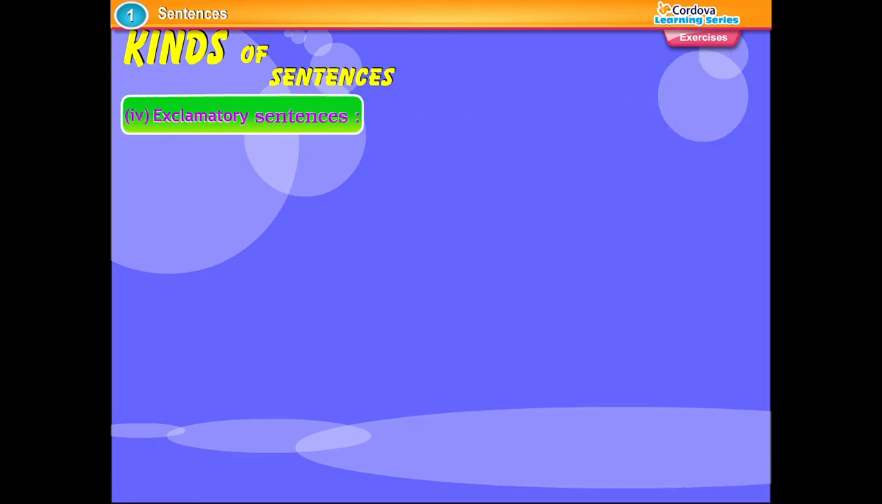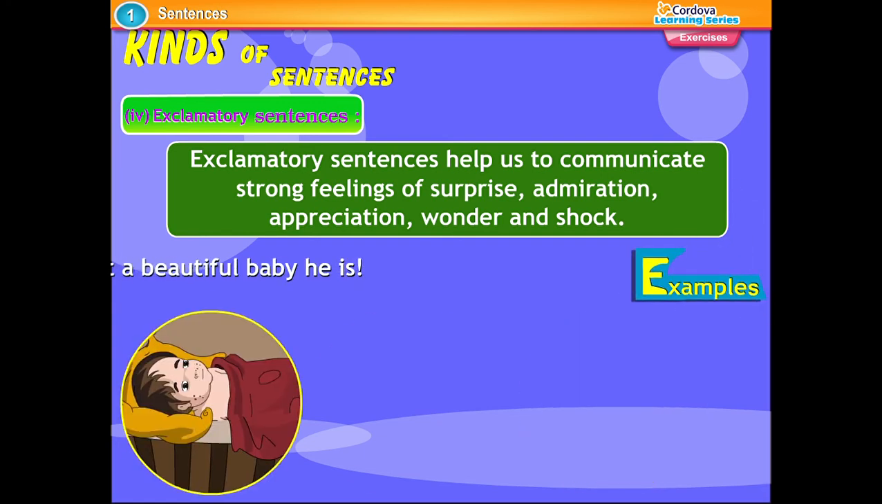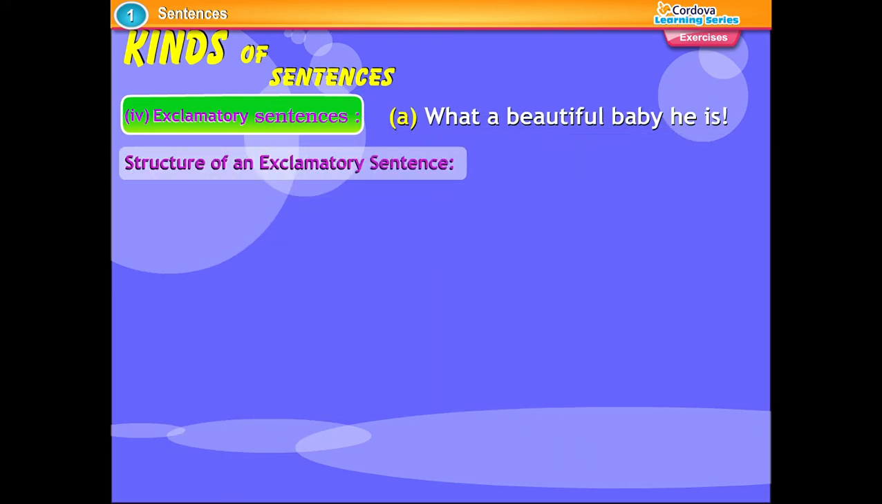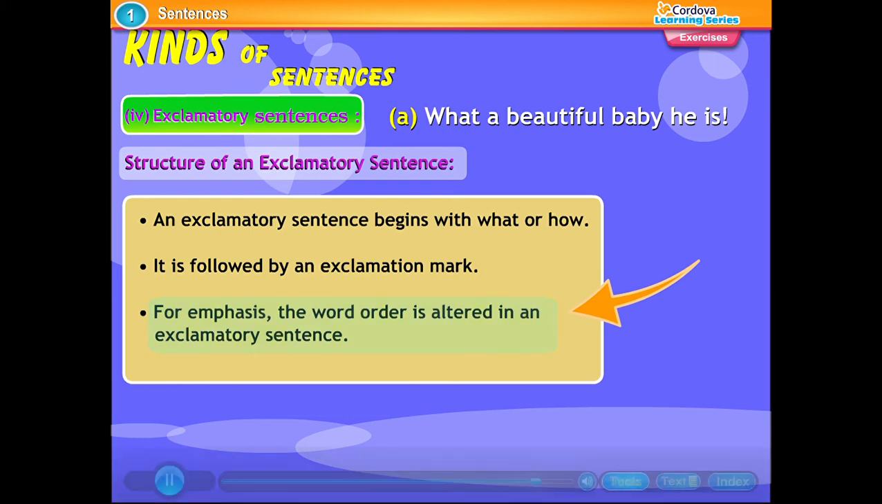Exclamatory sentences. Exclamatory sentences help us to communicate strong feelings of surprise, admiration, appreciation, wonder and shock. Examples: what a beautiful baby he is! How wonderful the painting is! An exclamatory sentence begins with what or how. It is followed by an exclamation mark. For emphasis, the word order is altered in an exclamatory sentence.